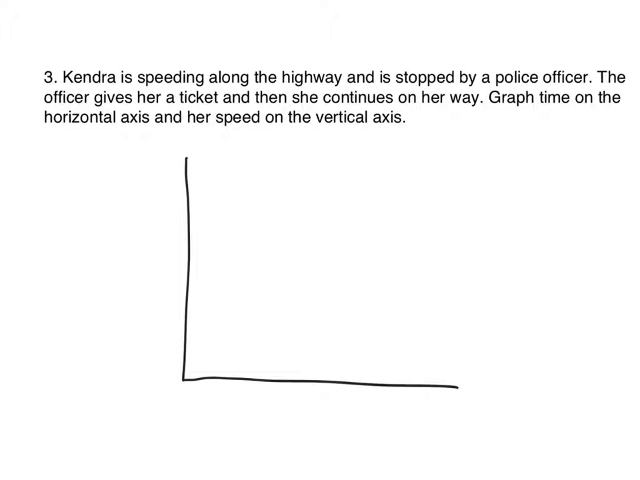Graph time on the horizontal axis, and then her speed on the vertical axis. So let's get down here and label our axes. So I have time down here, and then I have speed on this axis right here.